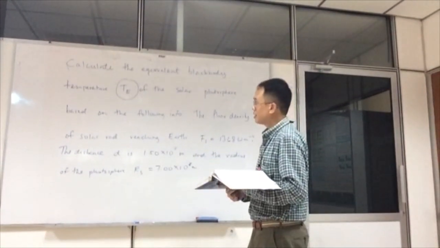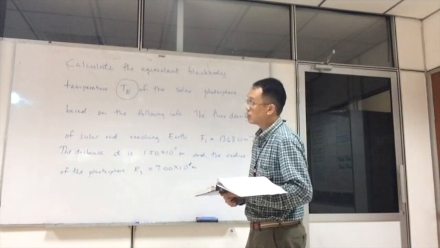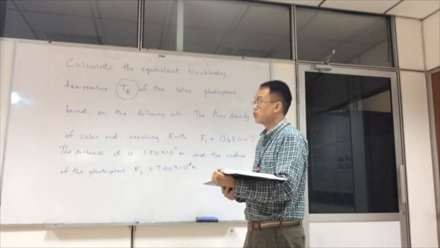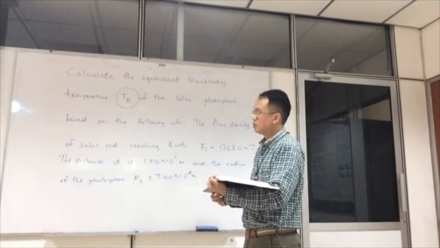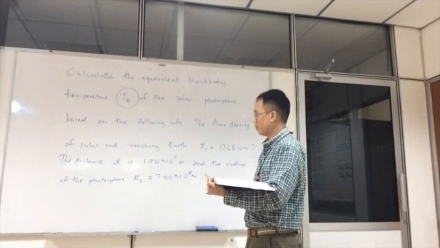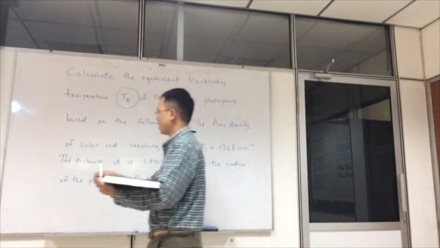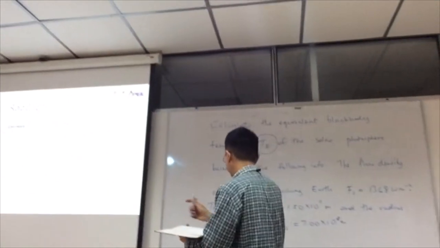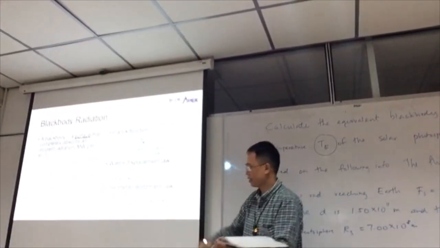Now, the hint is we need to use the Stefan-Boltzmann law, F equals sigma T to the power of 4. How do we do that? Yeah, the equation is there and the constant is there.